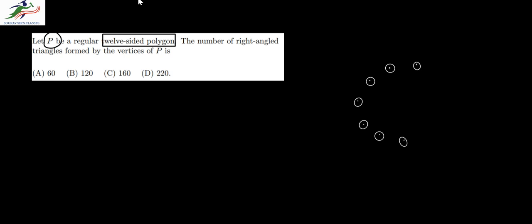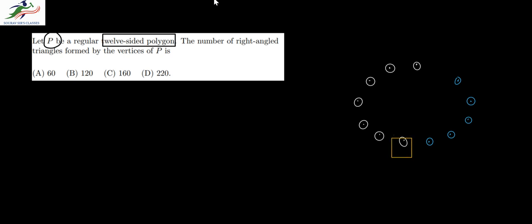Likewise, on the other side, we will have 6 sides: 1, 2, 3, 4, 5 and 6. So we have 1, 2, 3, 4, 5, 6, 7, 8, 9, 10, 11, 12, 13 points. So there was a little mistake. We take this off. So now we have 12 sides. Now we have to see for one vertex how many right angle triangles are possible.